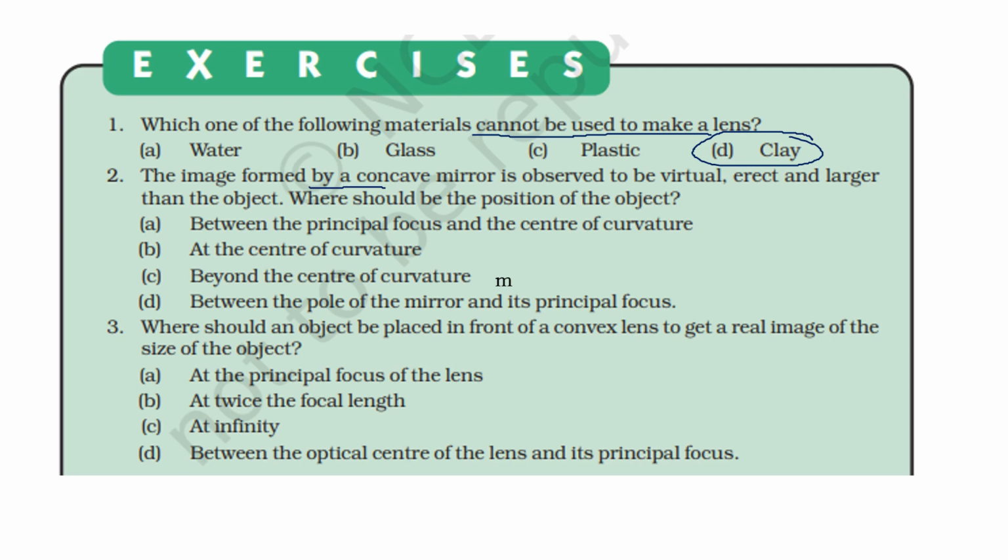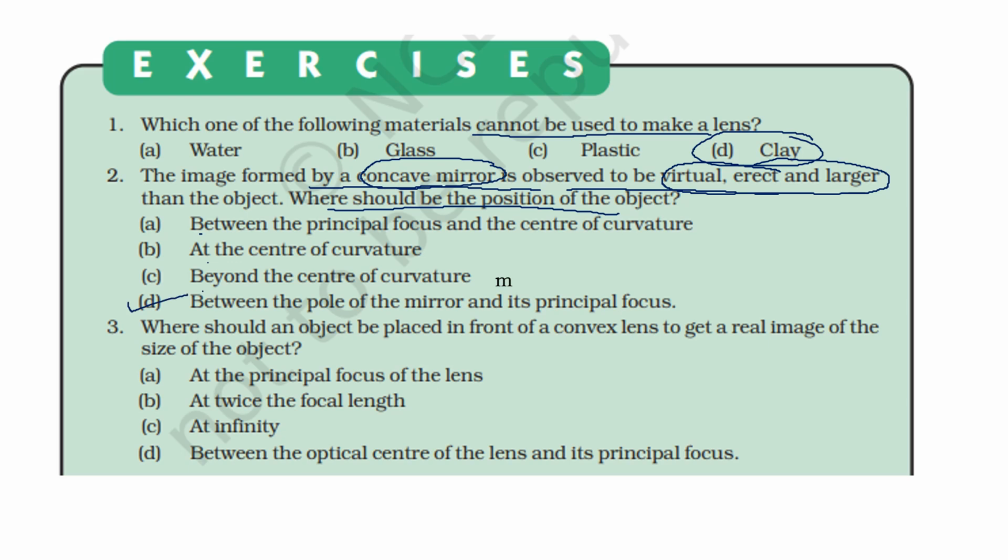The image formed by a concave mirror is observed to be virtual and erect. For a concave mirror, virtual and erect, there was only one case: virtual, erect and larger than the object. Where should be the position of the object? It's always between pole and focus. So between the pole of the mirror and its principal focus. This is your correct answer.